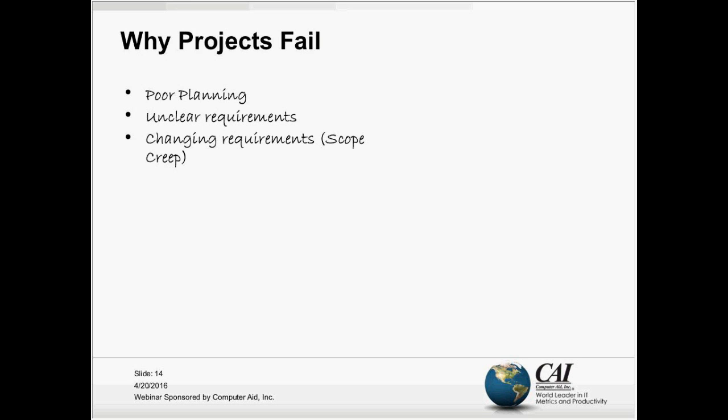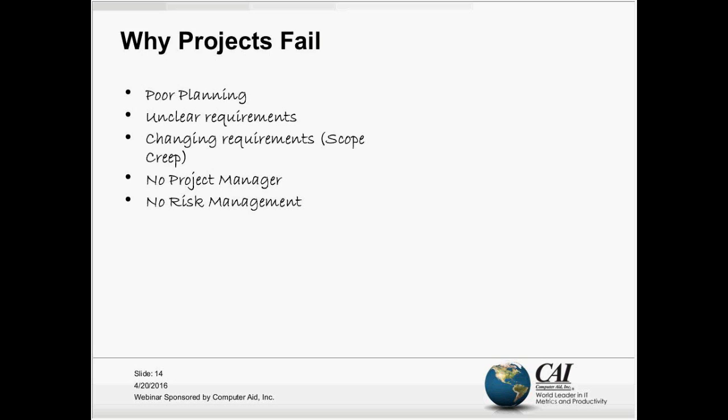Sometimes projects run without project managers. Sometimes projects don't really do a formal risk management process to identify what the risks might be and to be able to assess their impact and put mitigating actions in place to ensure that those risks don't occur.